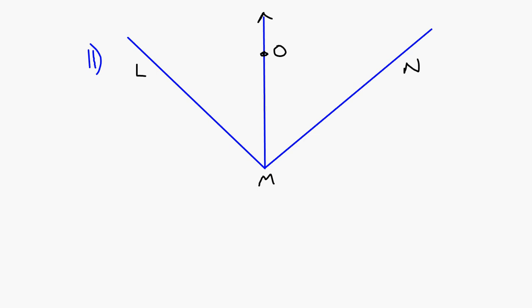MO bisects LMN. So if MO is the bisector of the big angle, then the two smaller angles on the right and left are equal to each other. LMO equals 7x minus 24. NMO equals 2x plus 31. Find LMN. So you're looking for the measure of angle LMN.